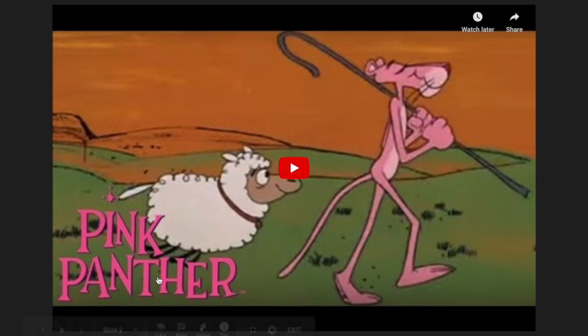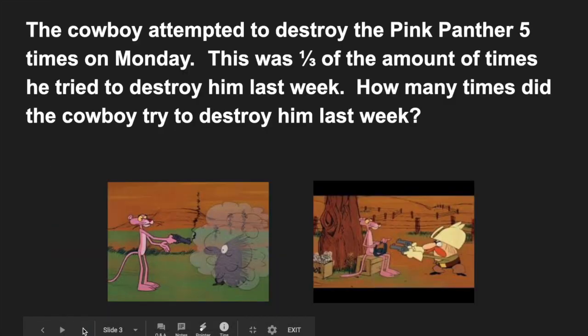Alright, guys, let's take a look at today's problem. The Cowboy attempted to destroy the Pink Panther 5 times on Monday. This was 1/3 of the amount of times he tried to destroy him last week. How many times did the Cowboy try to destroy him last week, guys? So, this Monday he tried 5 times. That was 1/3 of the amount of times he tried to destroy him last week.